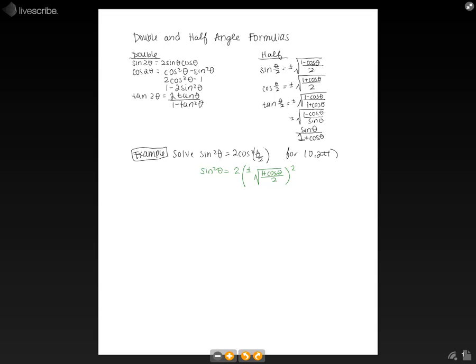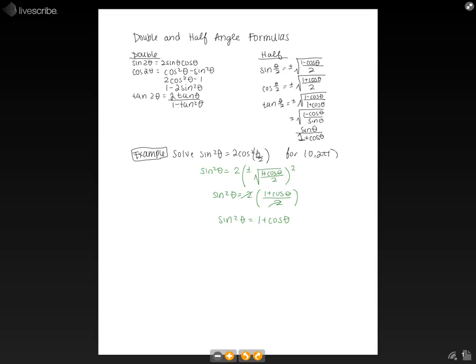Notice we have squared a square root, so we can simply get rid of the square root and the plus and minus will also disappear. So we'll have sine squared theta is equal to 2 times 1 plus cosine theta over 2. Now as you can see, the 2's cancel, so we're left with sine squared theta is equal to 1 plus cosine of theta.